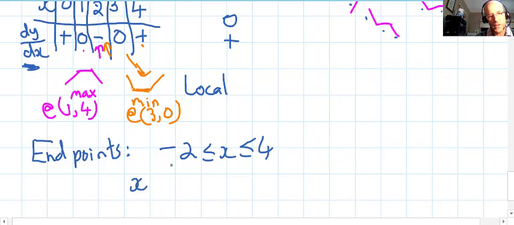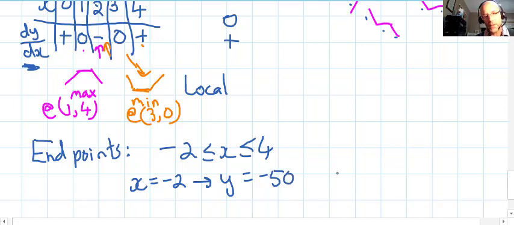Checking the bottom end first, when x equals negative 2, that's the lower end for x, we can sub that in. If you sub that into the original function, you'll find that y equals negative 50. Then at the top end, if we sub x equals 4 in there, you'll find that y equals 4.